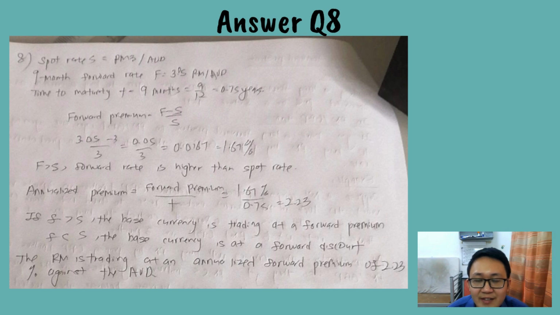Since F is larger than S, the forward rate is higher than the spot rate. Next, we calculate the annualized premium, which is the forward premium divided by T, equal to 2.23%. If F is larger than S, meaning the forward rate is larger than the spot rate, the base currency is trading at a forward premium. If the forward rate is less than the spot rate, the base currency is at a forward discount. So the RM is trading at an annualized forward premium of 2.23% against the dollar.